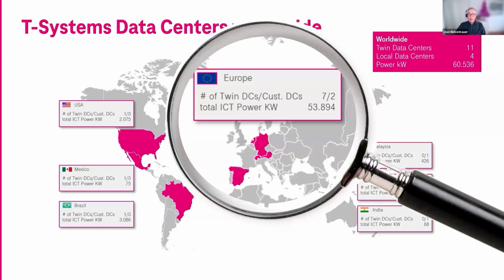So when we now have a look into our data centers, this is our data center footprint. But I just want to highlight our European data centers. T-Systems has 7 twin core data centers in the European Union. At least 5 of them are in Germany. So we can provide our services from European soil, from German soil, with our data centers. This is where the majority of the SAP services for our customers run.